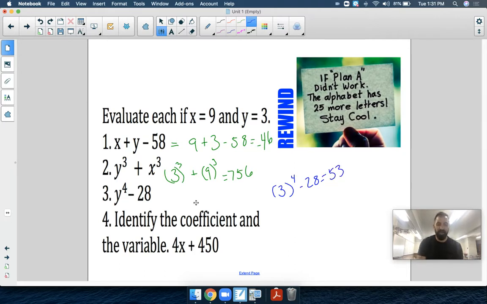The last one here, I identify the coefficient and the variable. If you remember, the coefficient is the number directly multiplied to the variable. So in this case, our coefficient equals 4, and our variable, which is a letter that represents an unknown quantity, is x. And that's it. Awesome job. Let's go to our next slide.